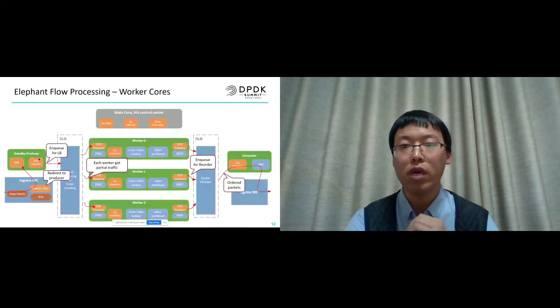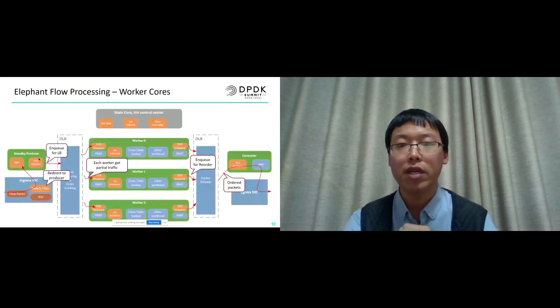And we also leveraged the DLB for load balancing and packet reordering. They saved lots of CPU cycles. In fact, we also implemented a pure software solution, but the performance is not as good as the DLB version.